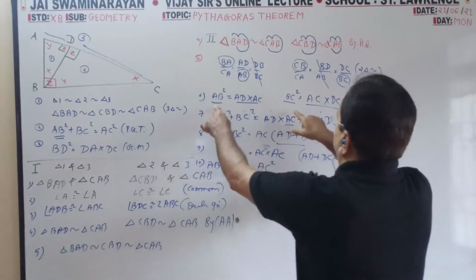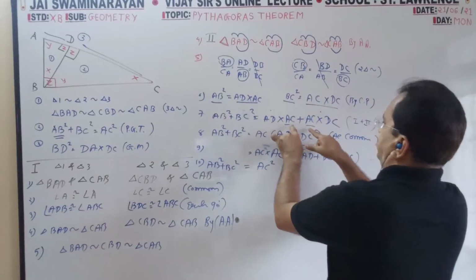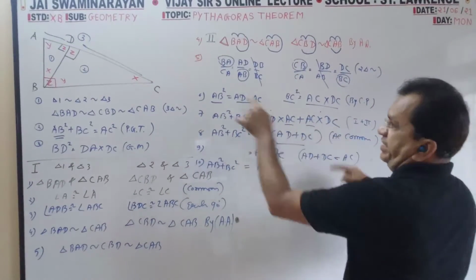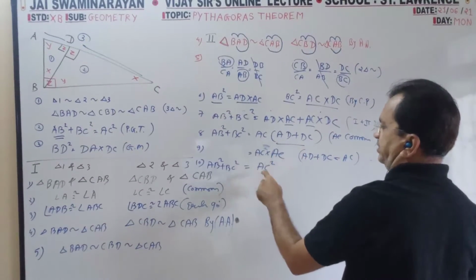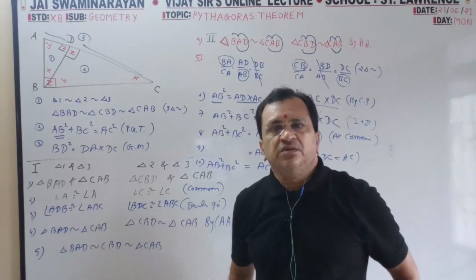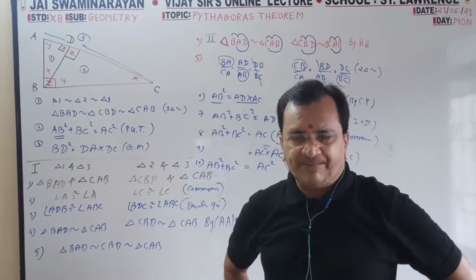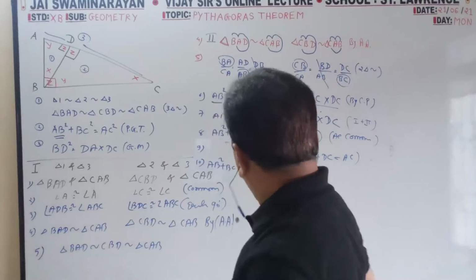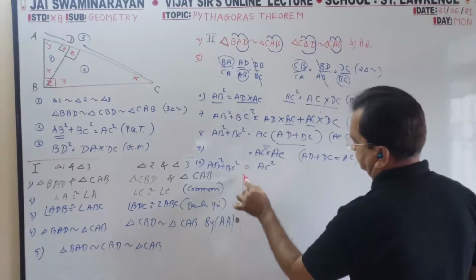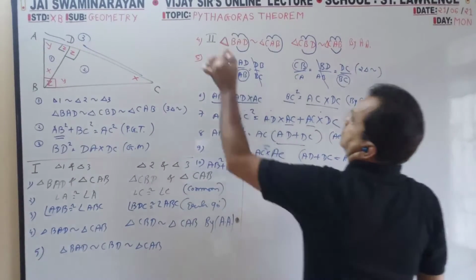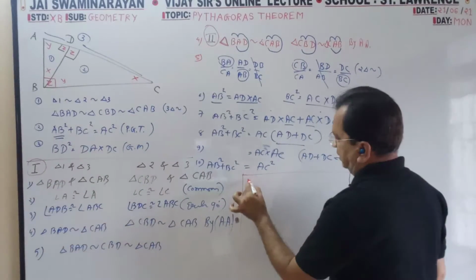Then I want AB square plus BC square. So left side took it, right side took it. Here AC is common. Now AD, DC. See in the diagram, it is AC. The third one is very easy from this only. So this is the second proof. This is the first proof. Now the third proof.